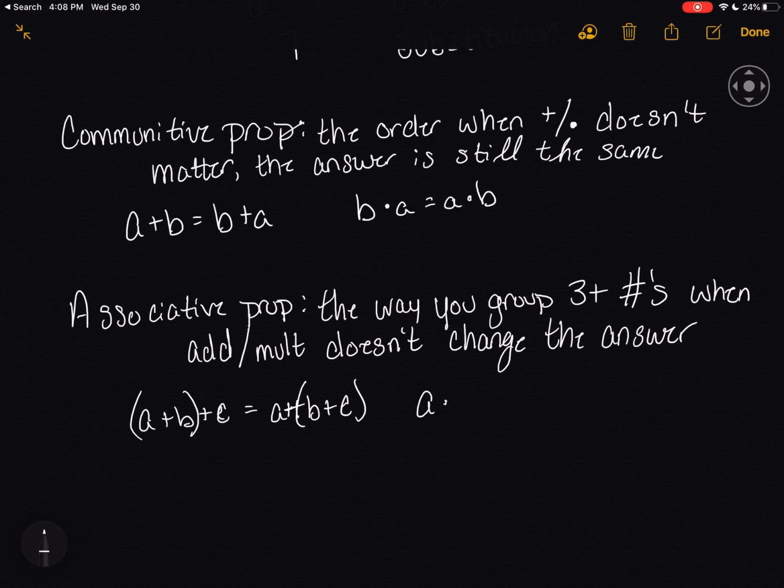If I have A times B times C, I could do A and B together. And then if I have A, B, C, I could do those two together as well. Again, it's not going to change the answer.